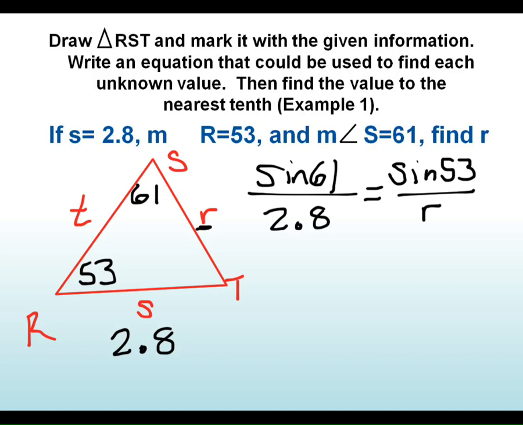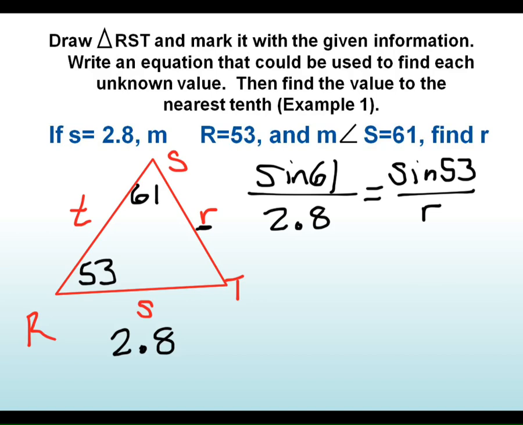And I'm trying to solve for lowercase r. So just like when you have two fractions equal to each other, when we have a variable, what do we do to solve for the variable? You cross products, right? Cross multiply, right? So we're going to cross multiply here.